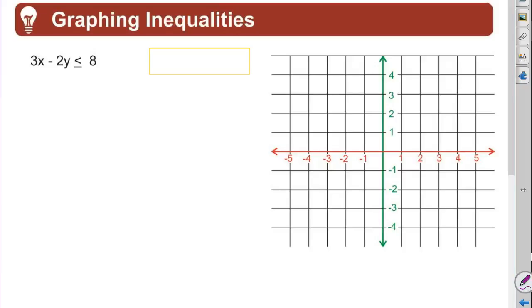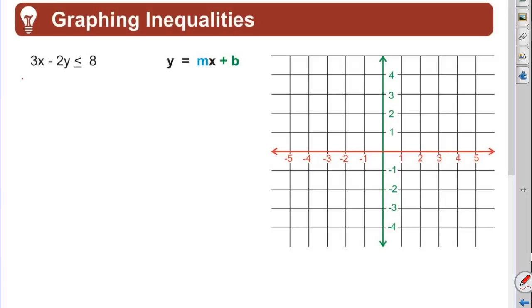Okay, so this is the quick review for graphing inequalities. All right, so remember, to graph the equation of a line or an inequality, you got to think y equals mx plus b. If we know the slope and the y-intercept, we can graph it. So let's put the inequality into that form.